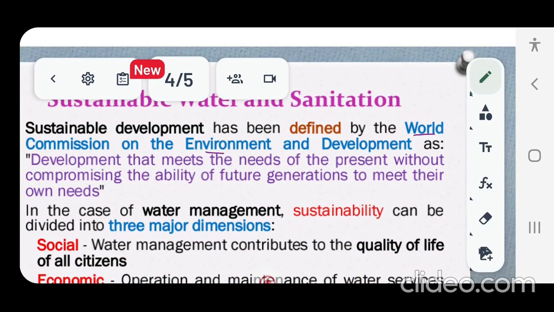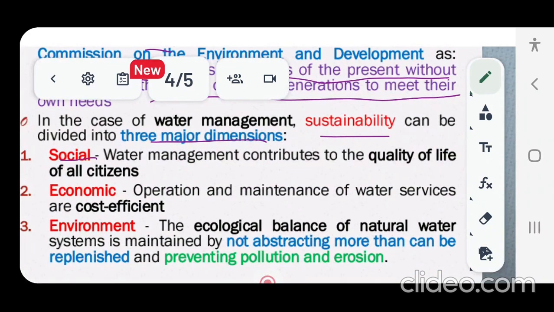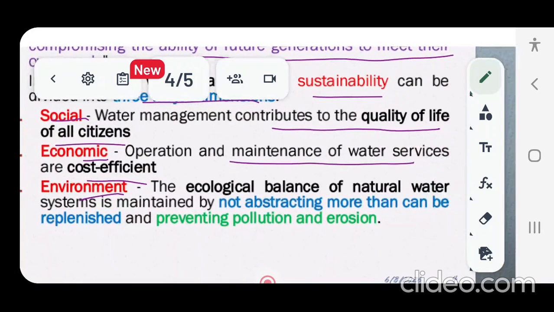The World Commission on the Environment and Development has defined the term sustainable development as the development that meets the need of the present without compromising the ability of future generations to meet their own needs. In the case of water management, sustainability is divided into 3 main dimensions. Society-wise, it will be contributing to the quality of life of the citizens. Economy-wise, operation and maintenance of the water services will become cost efficient. Environment-wise, the ecological balance of natural water system is maintained by not abstracting or extracting more than can be replenished and preventing pollution and erosion.